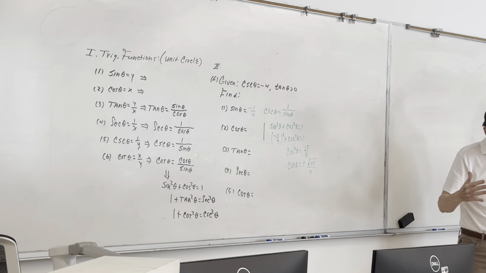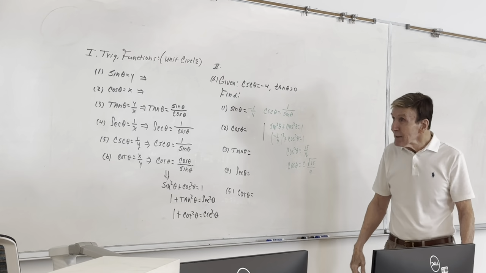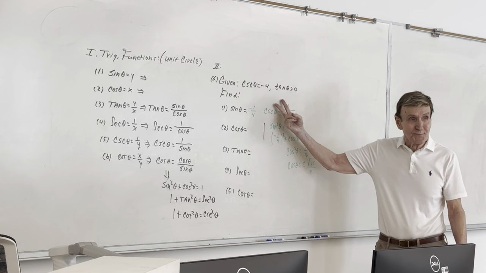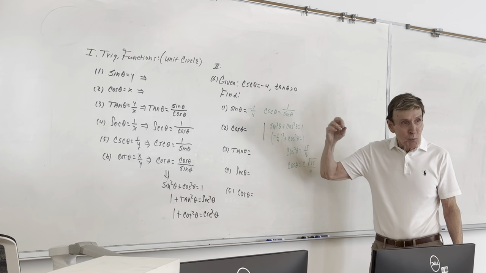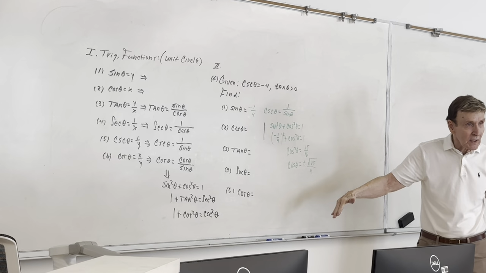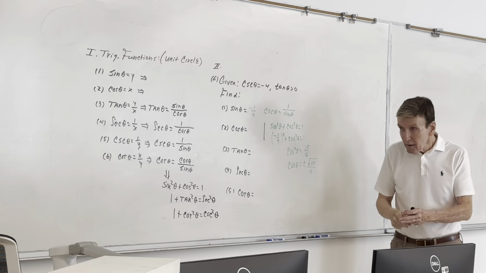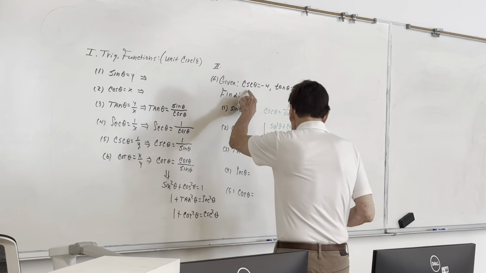But I can't accept plus and minus. That's why they give you this additional information. So you'll find which one it is. It's going to be a positive answer at the end here or a negative answer. Okay, let's see what happens. They gave me cosecant is negative 4.